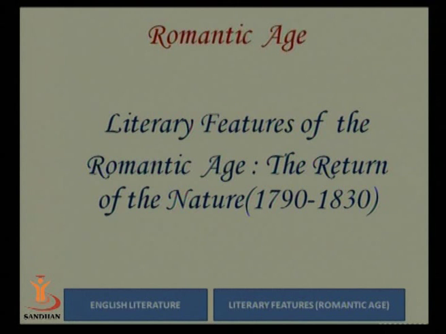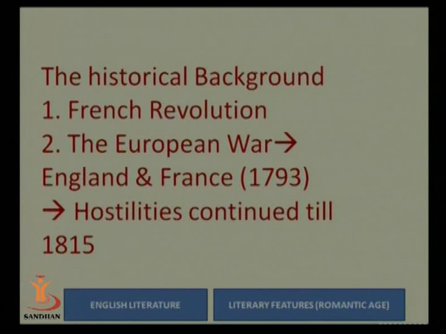Now, while looking at the literary features of this Romantic Age, as you can see on the monitor, it's from 1790 to 1830. This specific period is considered to be known as the Romantic Age. You can also see another title, a subtitle mentioned here, The Return of the Nature. This subtitle is enough to give you a glimpse of how the Romantic Age would have been.